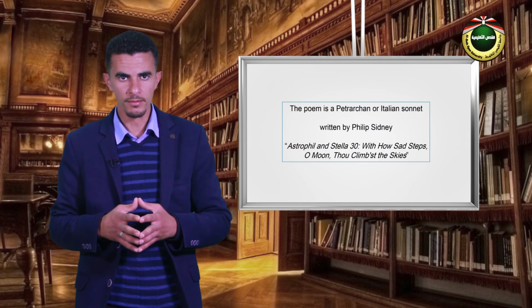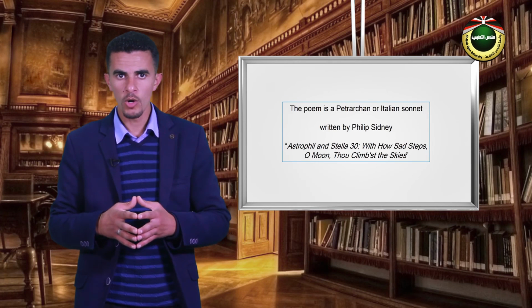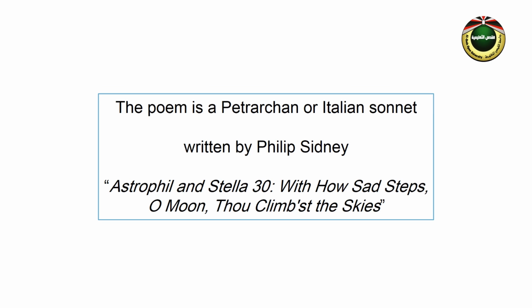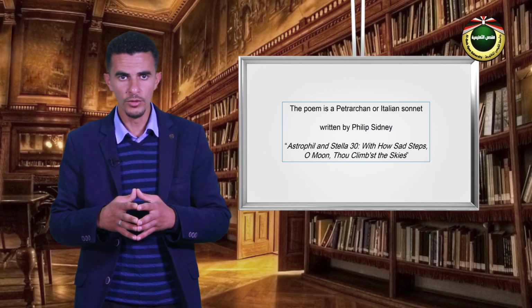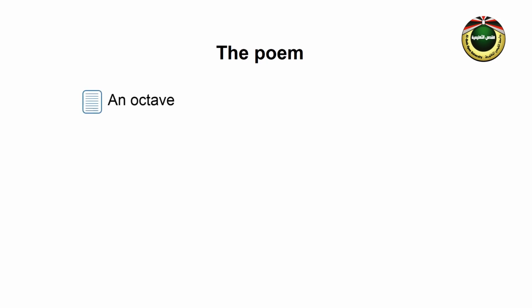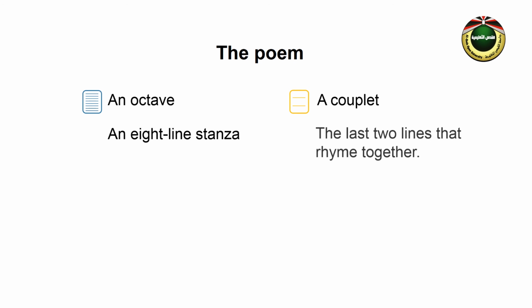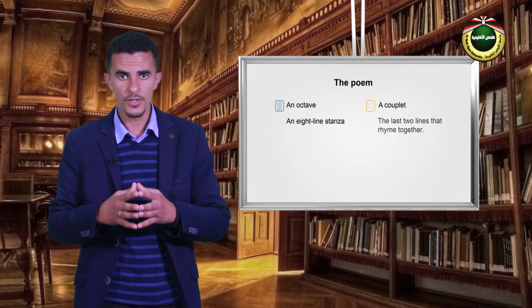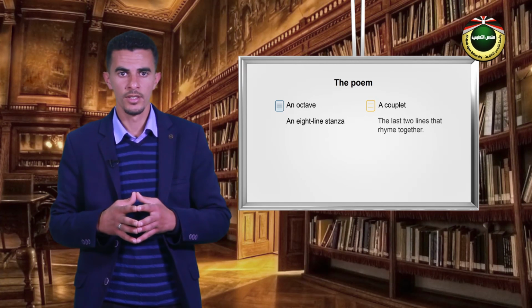From the rhyme scheme, we can tell that the poem is a Petrarchan or Italian sonnet, written by Philip Sidney and entitled "Astrophil and Stella 30, With how sad steps, O moon, thou climb'st the skies." It consists of an octave, an 8-line stanza, and a sestet, a 6-line stanza. The poem expresses the speaker's loyalty to his mistress, even though she does not appreciate his feelings.